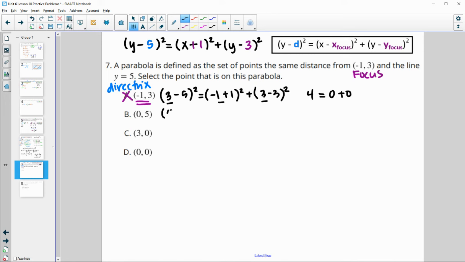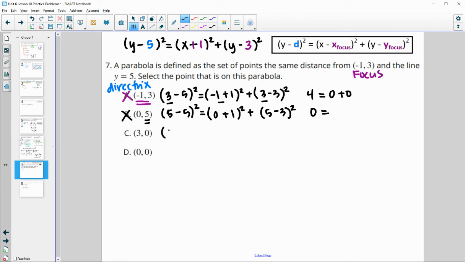Next one. So we'll take, again, the y coordinate minus 5 squared equals the x coordinate plus 1 squared plus the y coordinate minus 3 squared. So just plugging back into this equation. 5 minus 5 is 0, squared is 0. So this one is actually on the directrix. So we could say, nope, not going to happen for this one. Since it's on the directrix, you can keep plugging it in if you want to.